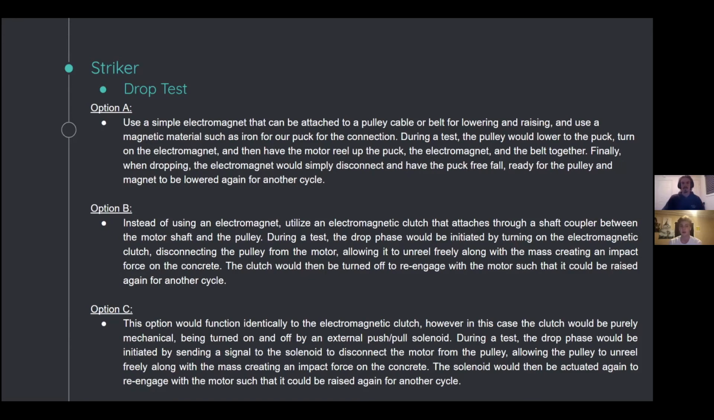One of the most important aspects of the drop test design was to protect the motor used to raise the puck to its dropping position from any harm that could be dealt during the drop portion. In other words, a separate system that allows for motor disconnection needed to be implemented. There were 3 design options discussed when implementing this disengaging mechanism into our drop test, as outlined by options A through C, which you can see on the slides.